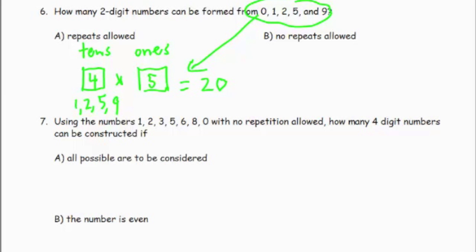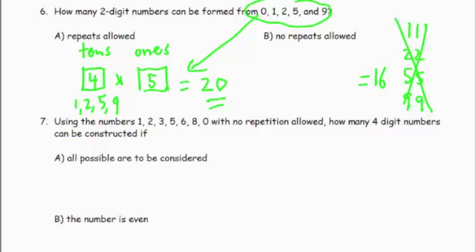Now, what about no repeats allowed? There are a few numbers in this 20 that would involve repeats. What are they? Well, 11 would be a repeat, 22, 55, and 99. Those ones are not going to be included in the second set.